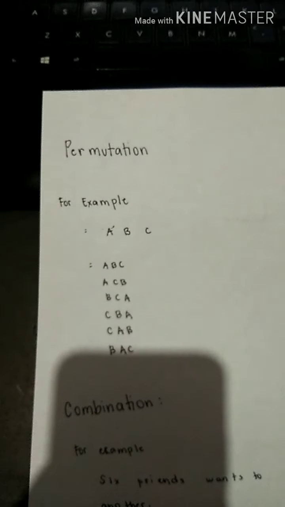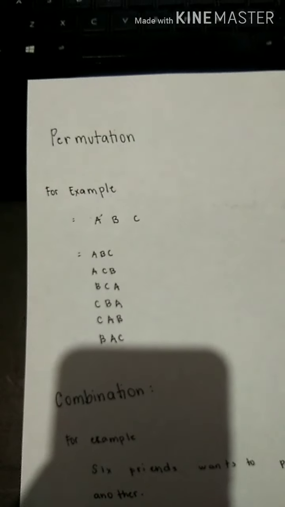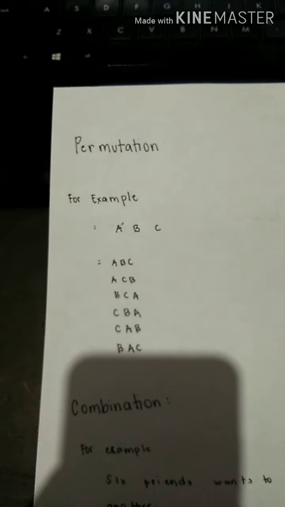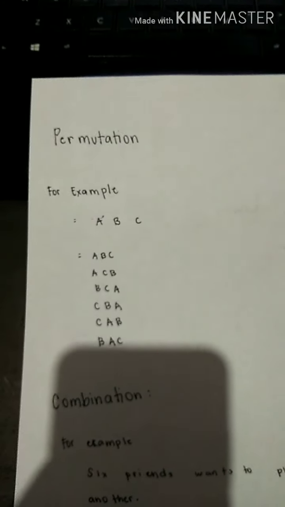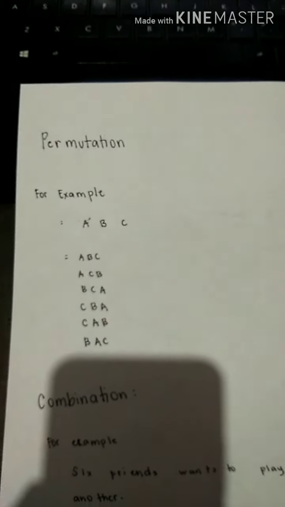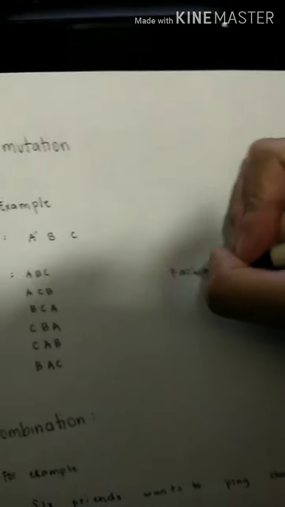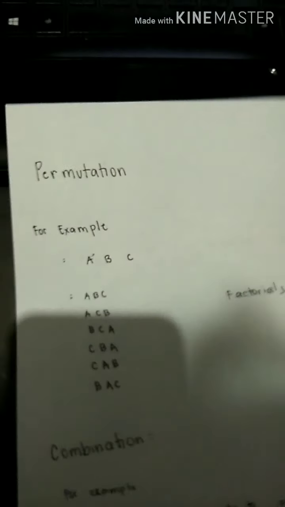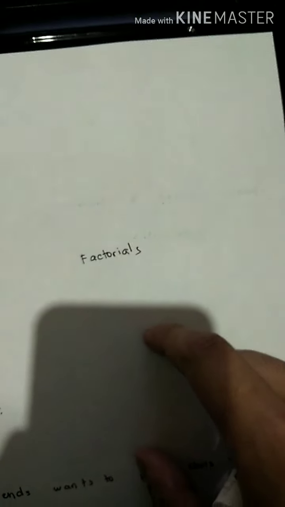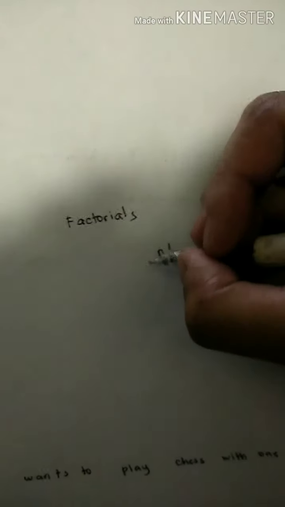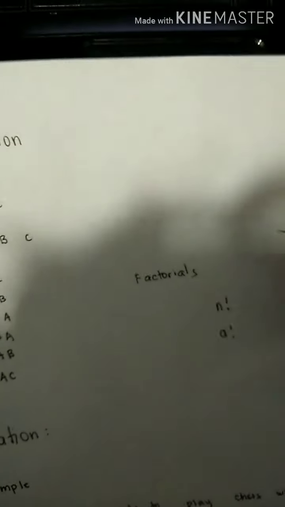Permutation helps us to find the total number of ways that items can be chosen when order does matter. A key tool in calculating permutations is factorials. Factorials are written with an exclamation point. For example, these are factorials. They are written with exclamation points.